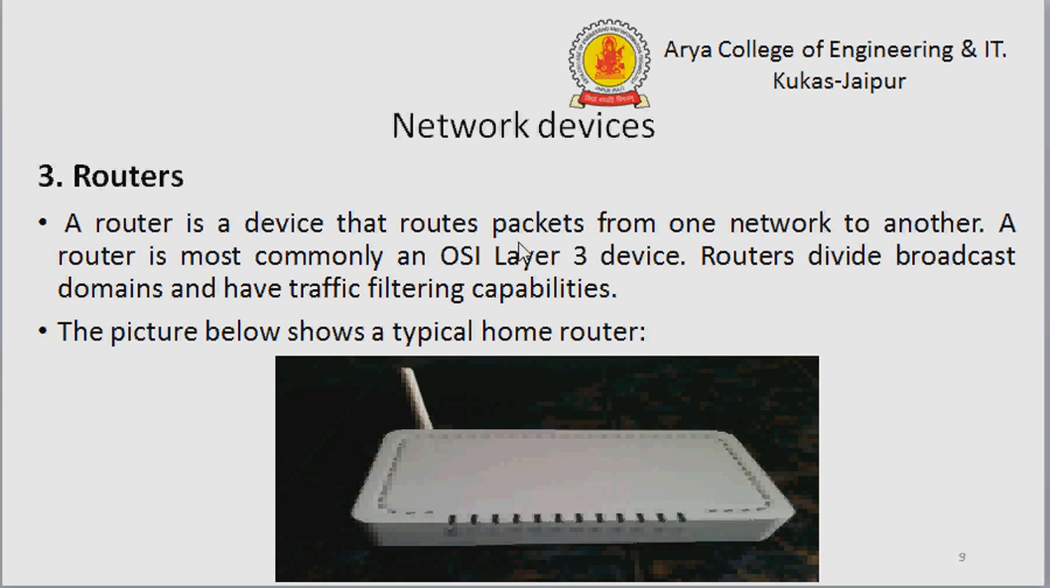Now the router is another type of network device. A router is a device that routes packets from one network to another. A router is most commonly an OSI layer 3 device. Routers divide broadcast domains and have traffic filtering capability. The picture below shows a typical home router.